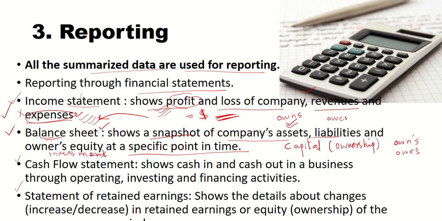All these things together are shown in the balance sheet, and that is for a specific point in time. For example, if the balance sheet is made today, that information will be shown only for today, not for tomorrow, because every day there are rapid changes occurring in assets, liabilities, and owner's equity. So this shows a company's position in that particular time only.